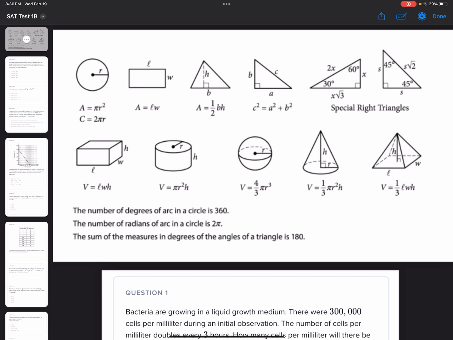So this is the equation sheet that you're given, and this is going to be very important because this is what you're given on the actual SAT, and this is what you were given on the practice test, so it's very important that you utilize it when you can. Of course, we are going to head to the first question, and let's get to it, okay?